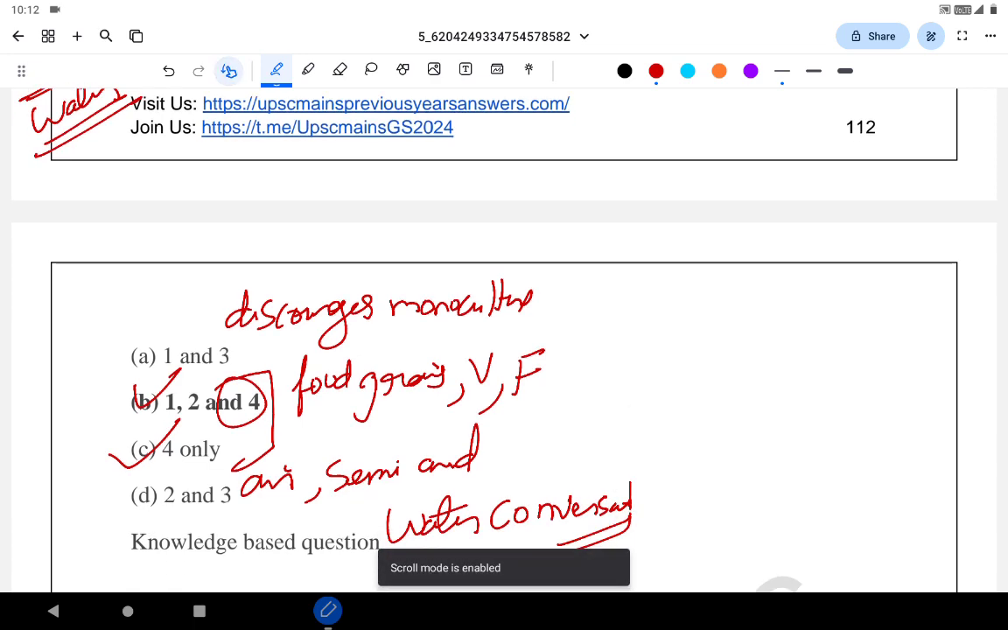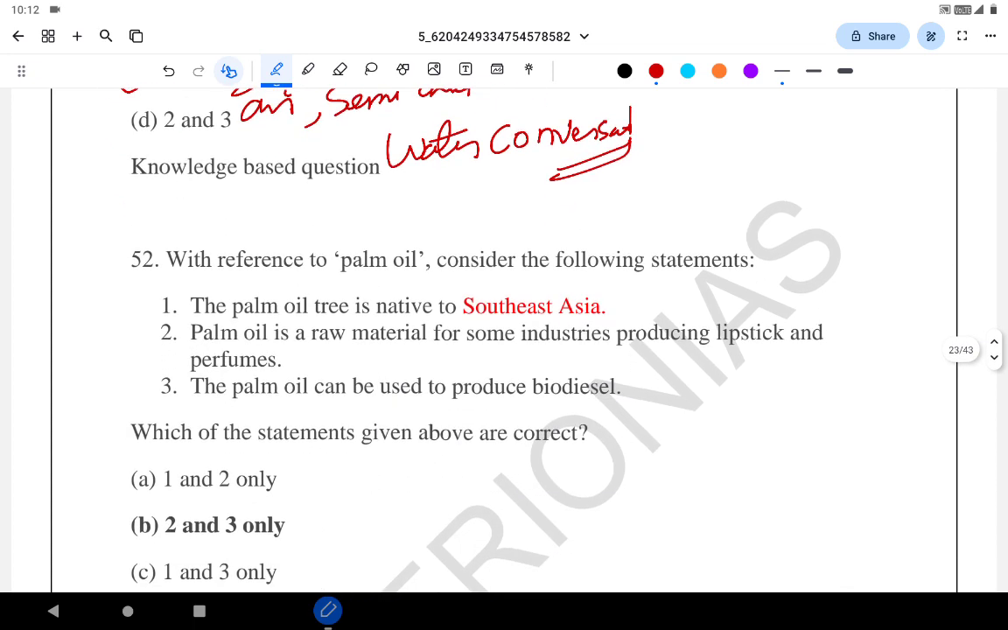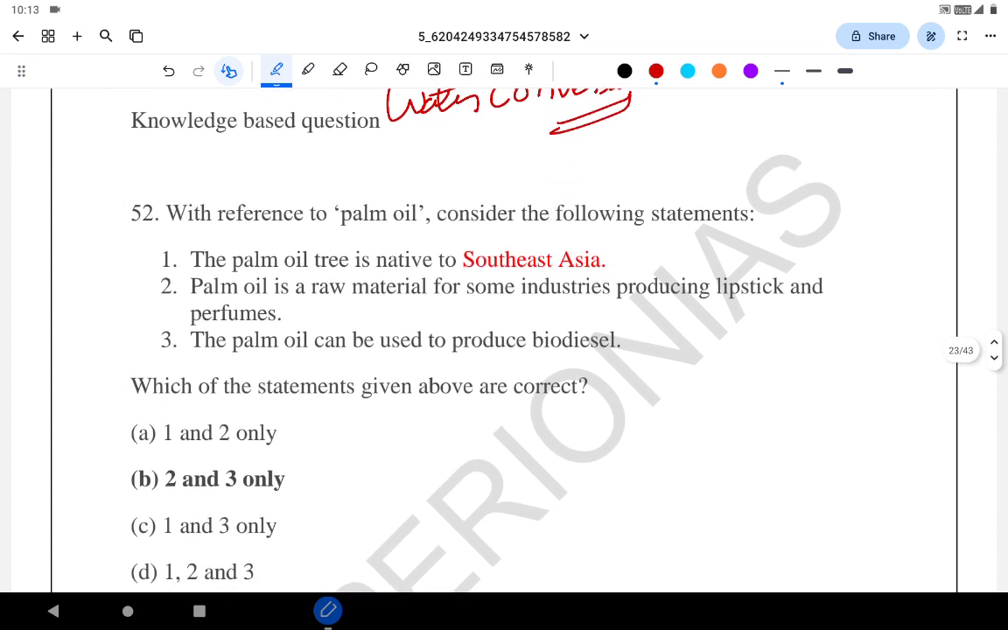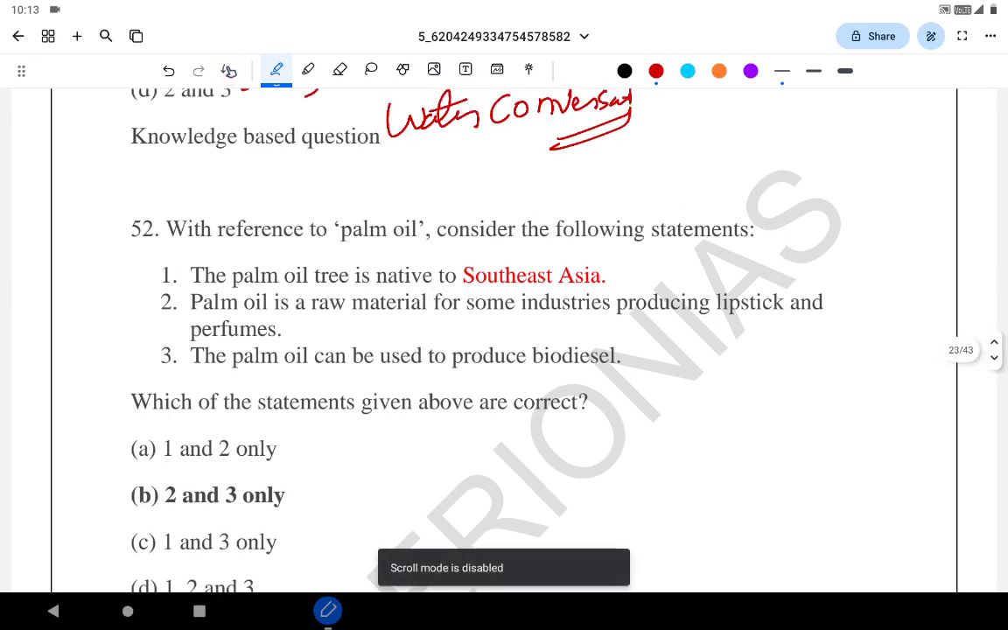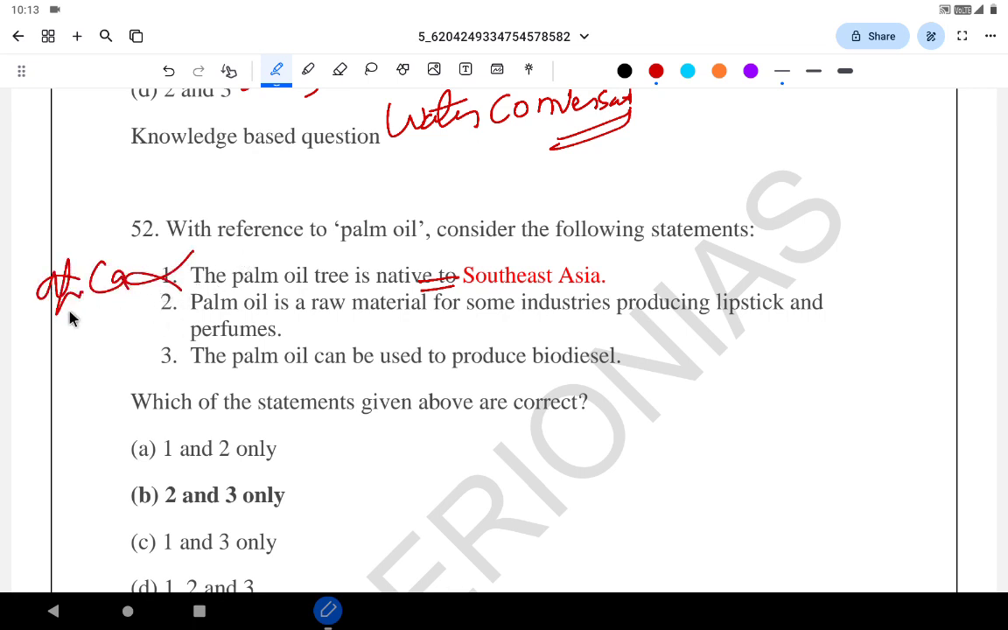Let's go to question number 52. With reference to palm oil, consider the following statements. Palm oil tree is native to Southeast Asia. See, this particular sentence is a fact. Though there is no numerical fact, this is a fact. Palm oil can be native to Africa, or to South America, etc. So usually such statements will be wrong. The statements which are facts are usually wrong. It is native to Africa.